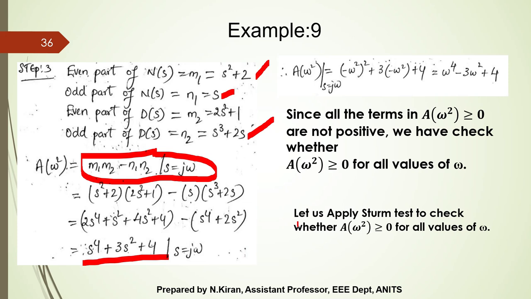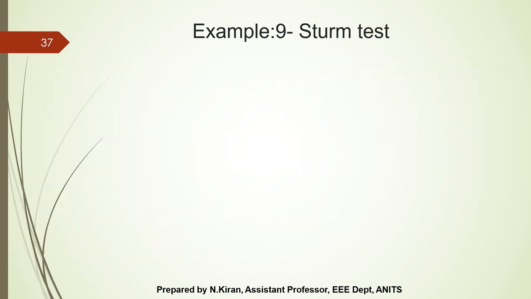Here, if the coefficients are all positive, then there is no need to apply Sturm's test. This is only done if I have a negative coefficient, and upon randomly substituting omega as 1, 2, and so on, you are unable to justify whether the given expression is positive real or not. Only in such cases we go and check using Sturm's test.